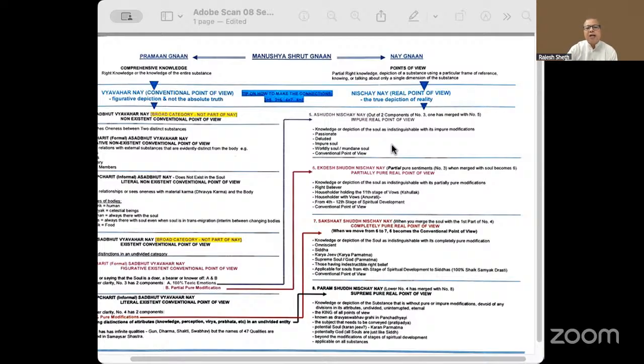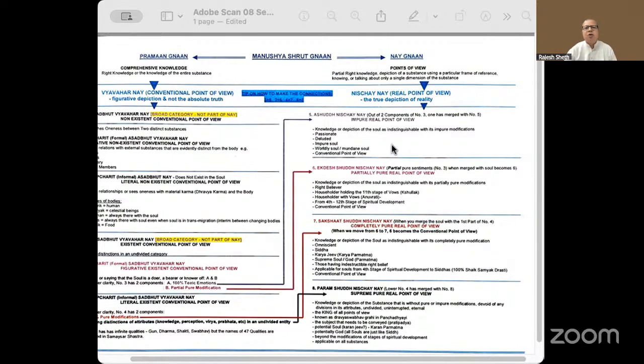Number 6 is partial pure real point of view. In number 3, there were two components. 3a is done. Now 3b, the second part. What was it? Partial pure modification. Now that partial pure modification and soul, if we merge these together, then it becomes number 6.